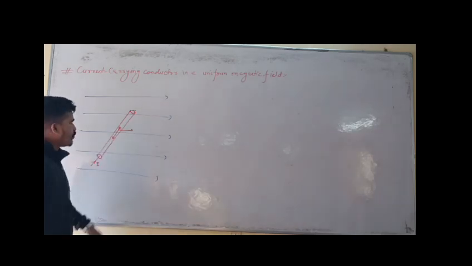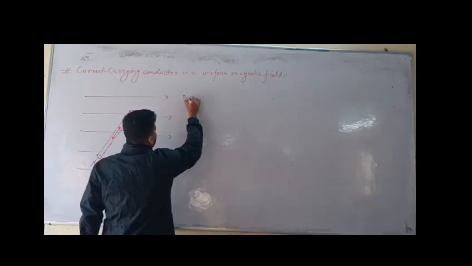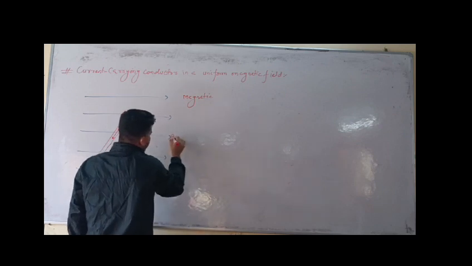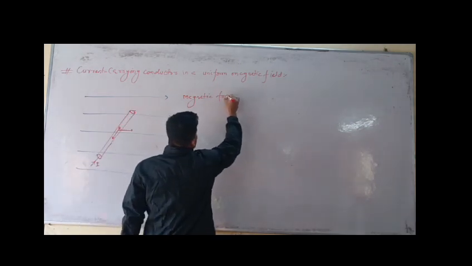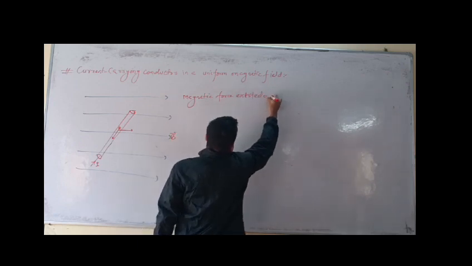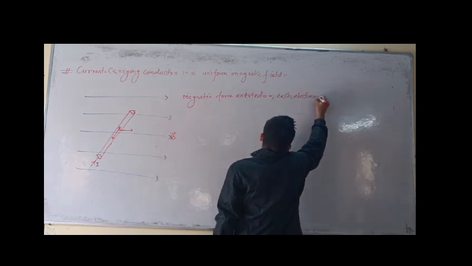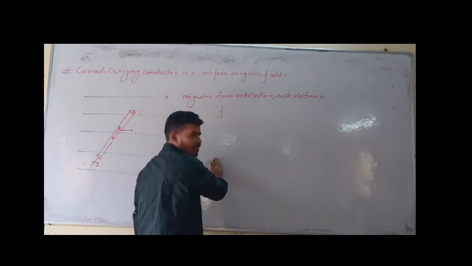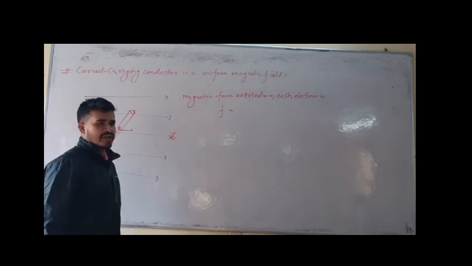Tell me, the force exerted on one electron, the magnetic force. This is V, na? Magnetic field. The magnetic force exerted on each electron is, what will be the magnetic force? I am taking F, small f, because it is for one electron. What will be this F, magnetic force?